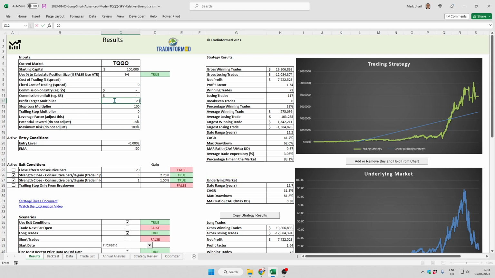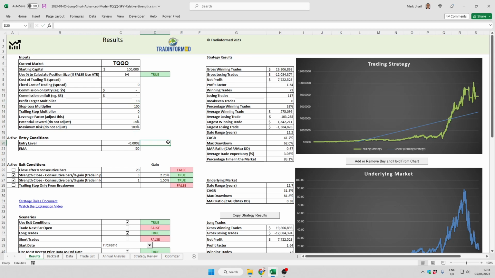Now we can change the profit target clearly, and we can see how this adjusts the strategy, like there and like there. You can set it up to exactly how you want it. Now, what else can we do?